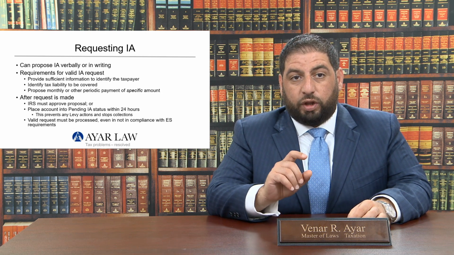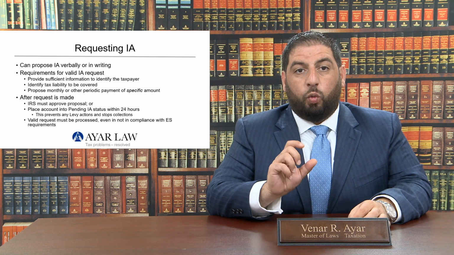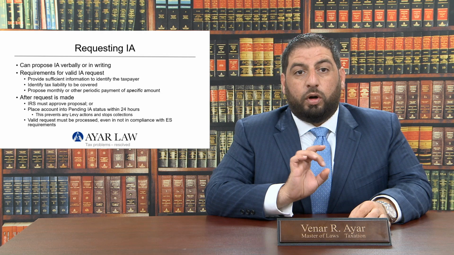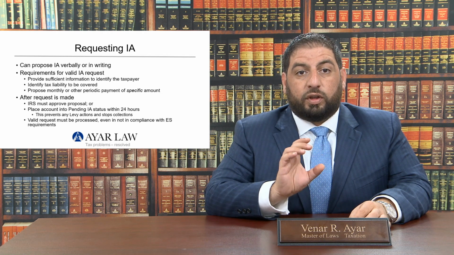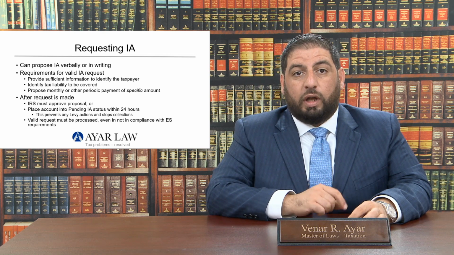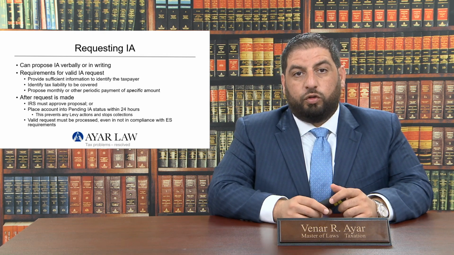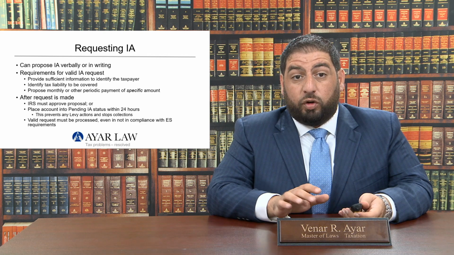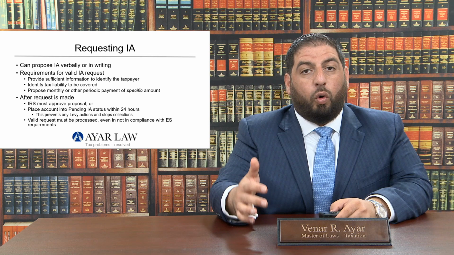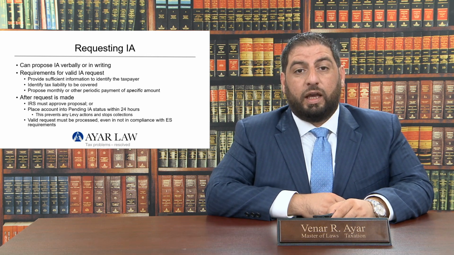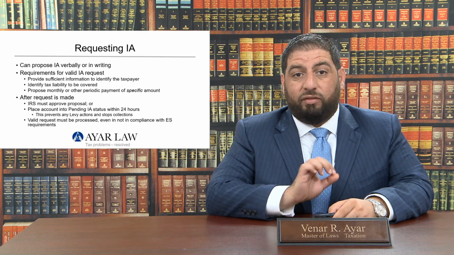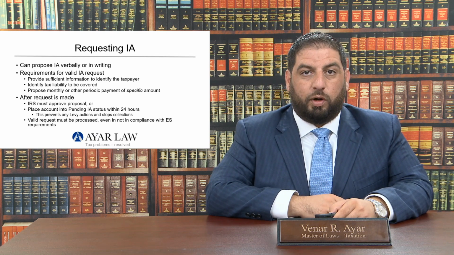Any communication that meets those three requirements will be treated as a request for an installment agreement. Remember, the significance of that is the IRS has to put a collection hold on your account while your installment agreement is pending. After a request is made, the IRS has to either approve the proposal immediately or put your account in pending IA status within 24 hours.